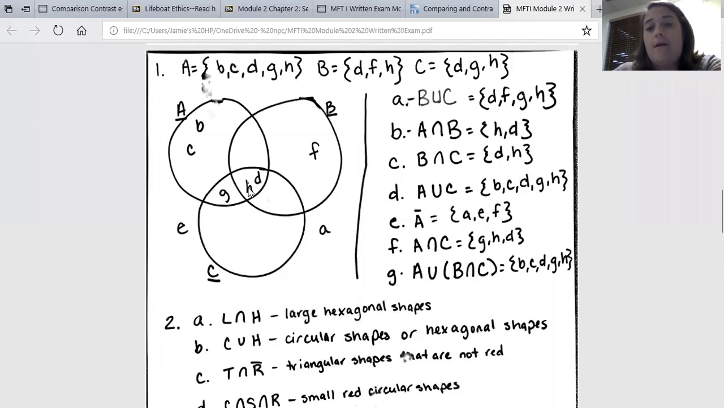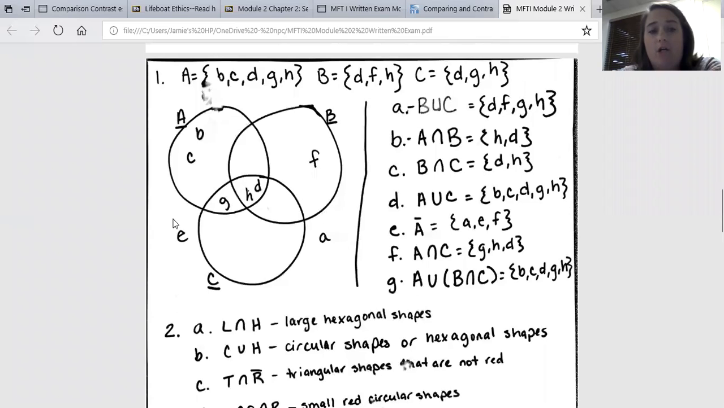Question D is the union of A and C, so everything that is in A and C. And that is B, C, and then D, G, and H. If you'll notice that E and A are outside, they're not included in A, B, or C, but they were included in the U diagram. So they needed to be in the diagram, but not in any of the A, B, or C circles.